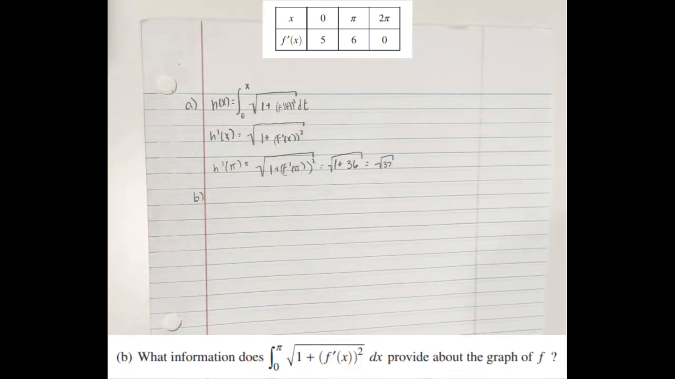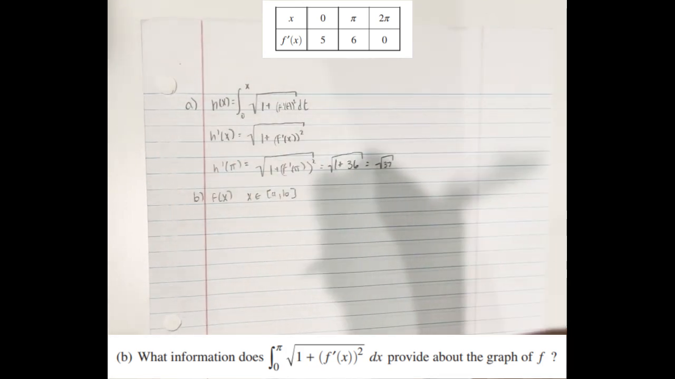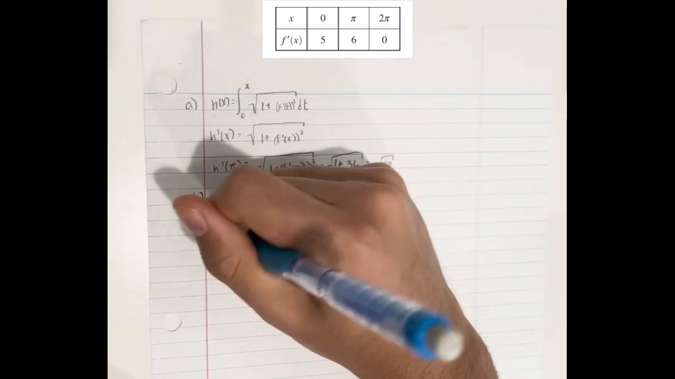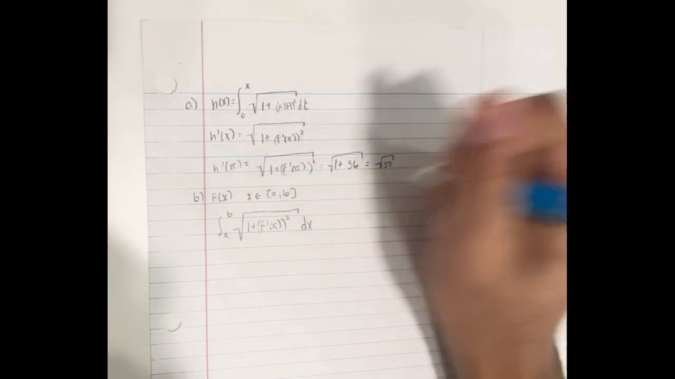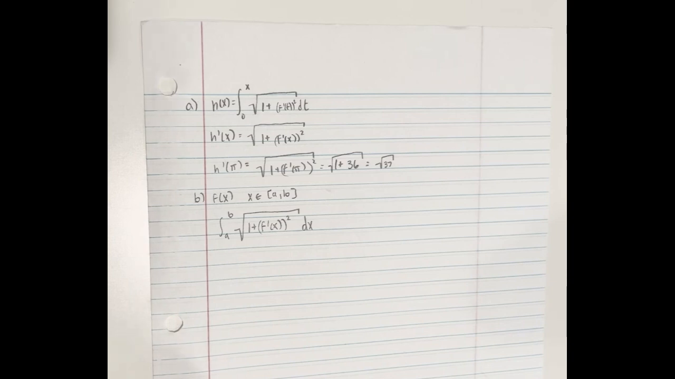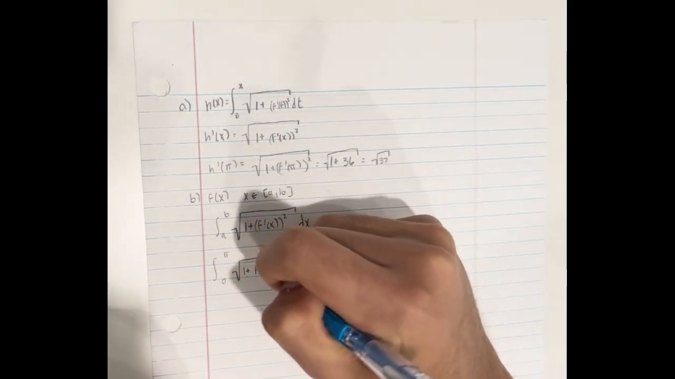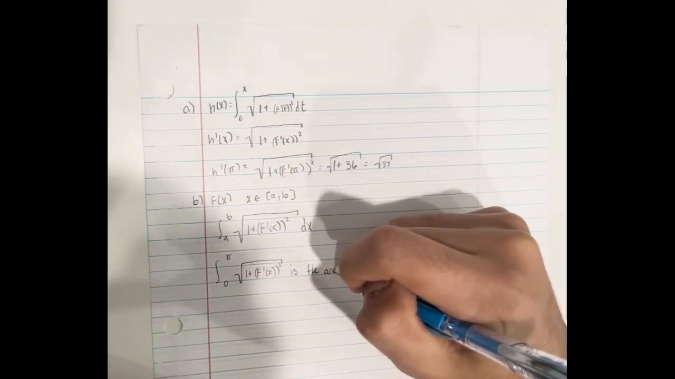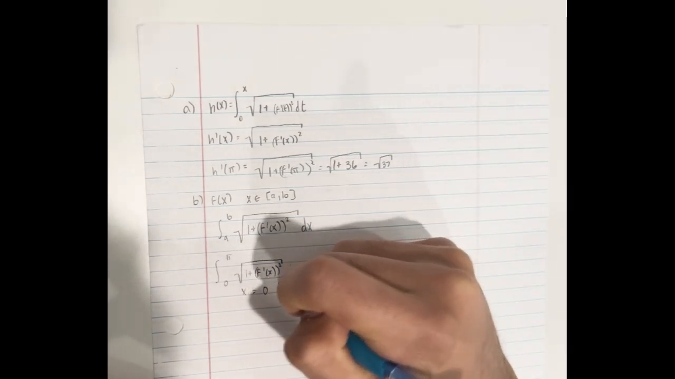Question B. What information does the integral from 0 to pi of square root of 1 plus f prime of x squared provide about the graph of f? So the arc length formula for a function f of x on the interval x between a and b is the definite integral from a to b of square root of 1 plus f prime of x squared dx. So this formula is simply the arc length of f of x from x equals 0 to x equals pi.